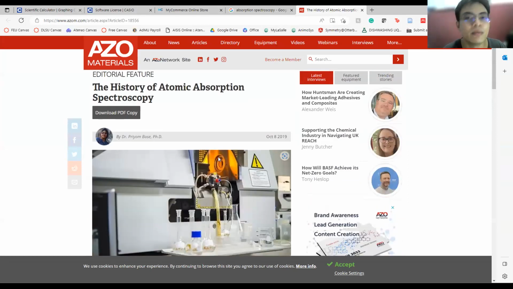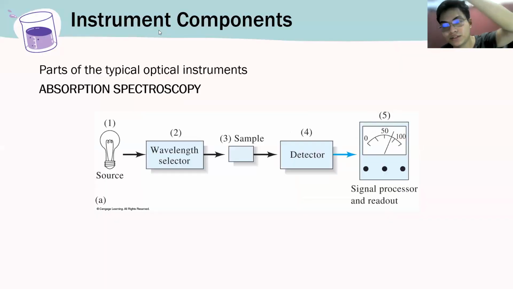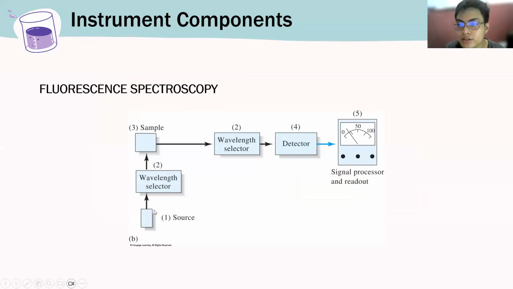Okay? So, mahaba yan. Parang isang desk yan. So, ganun siya kahaba kasi nga based on the structure that we saw here, siya ay linear. Dire-diretso yan: source, wavelength selector, sample, detector, and then yung signal processing. So, isang straight yan. Now, ano naman yung fluorescence spectroscopy?